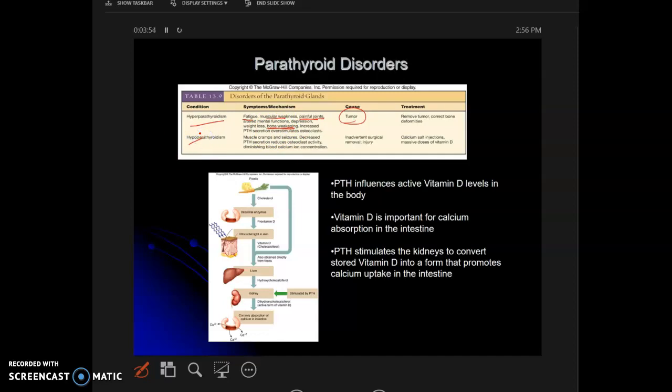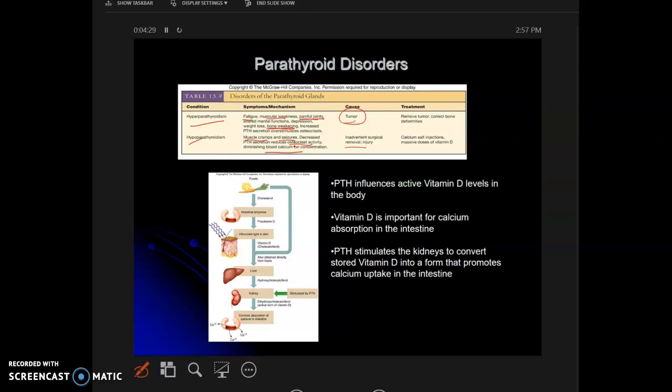Hypo means that there is low secretion of parathyroid hormone, again because of surgical removal or injury. Here you will see muscle cramps and seizures. Remember, calcium is absolutely important for the functioning of the muscles. There's low secretion, so there is a low blood calcium level, with reduced osteoclast activity and diminishing blood calcium.